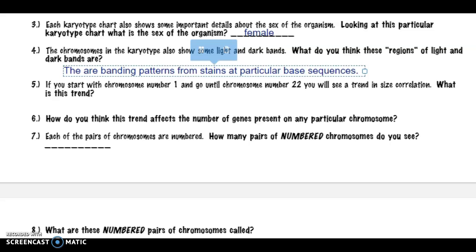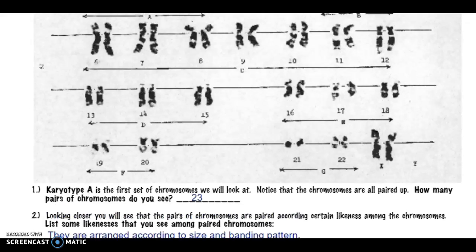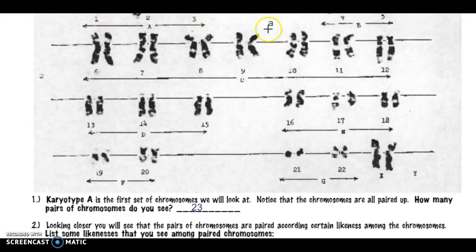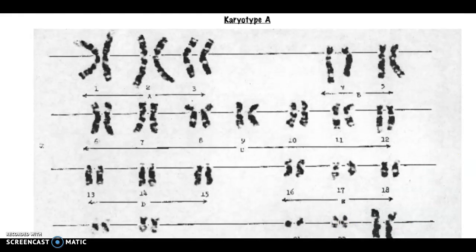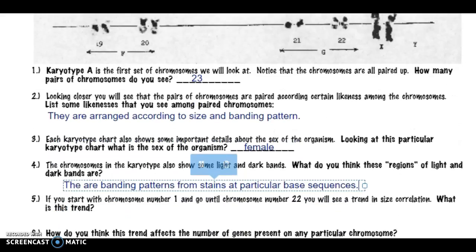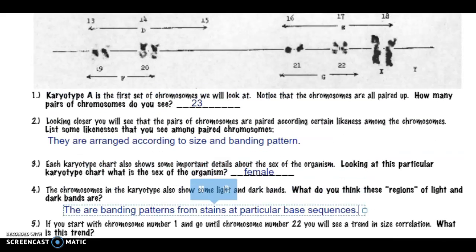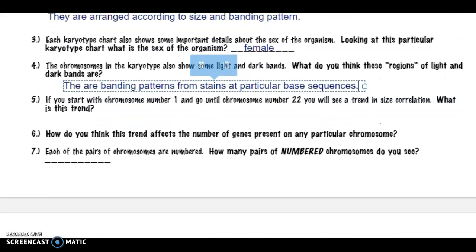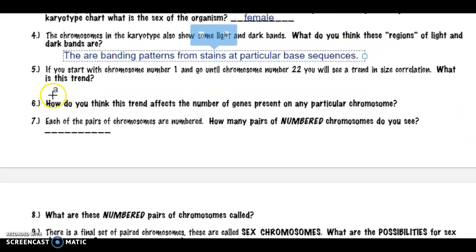If you start at chromosome number 1 and go through chromosome number 22, you will see a trend in size correlation. What is that trend? Well, notice chromosome number 1 is quite large. 1, 2, and 3, they're quite large, until we get down to 22, that is really small. So the trend is they're arranged from largest to smallest. Again, the X and Y is going to be a little different because they're just put at the end anyway. But 1 through 22, they're arranged from largest to smallest.